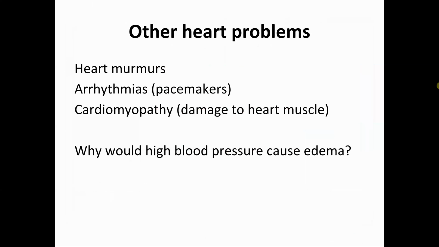So arrhythmias, what do you think is going on in an arrhythmia? Yeah, so it's an innervation issue. The cascade of electrical events isn't happening in order. So maybe your ventricle is contracting before your atrium is done contracting.